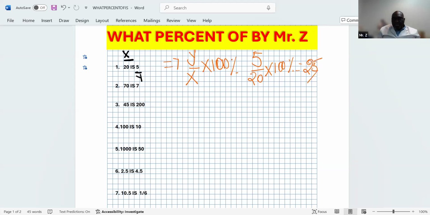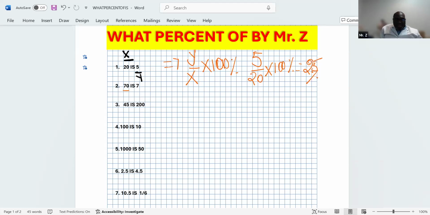So do not forget, it means 25% of 20 is 5. You see the difference, right? They were not asking you to find 20% of 5, but the question was, what percent of 20 gives you 5? All right, so let's do number 2.